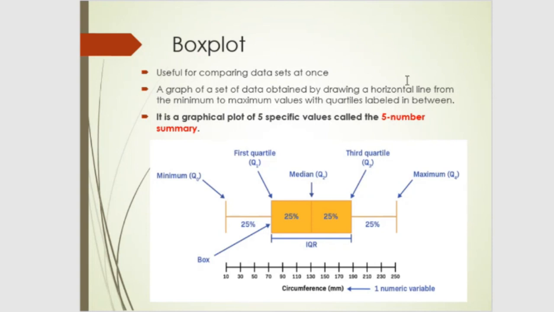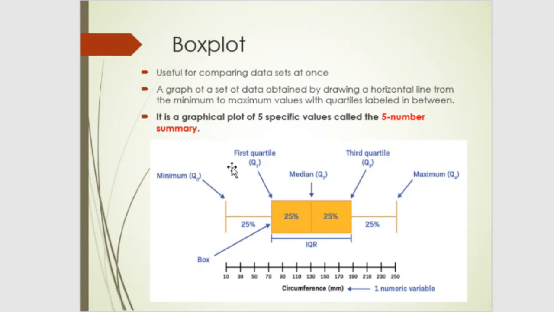The box plot is also useful for comparing data sets at once. It's a summary of what we have just learned so far. It's a graph of a set of data obtained by drawing a horizontal line from the minimum to maximum values with quartiles labeled in between. It's also referred to as a five number summary of the measures of position. As you can see on the slide there, I took this slide so that if you were asked to identify the values, maybe they say, what is the Q1 if it's labeled, what is the median, then you'll be able to read this box plot or this kind of graph.